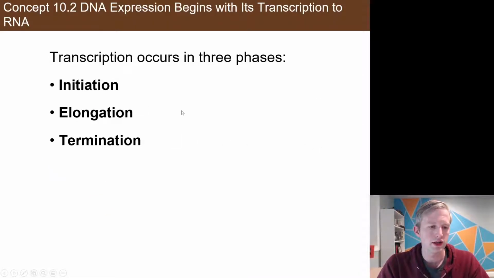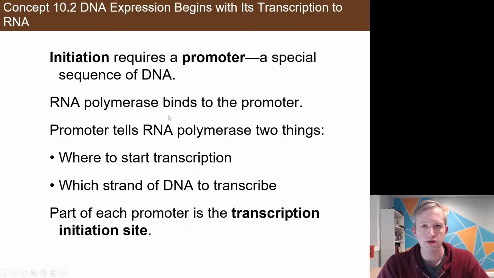So this happens in 3 steps. There's initiation, elongation, and termination. Initiation requires a promoter, and this is a special sequence in the DNA prior to the gene location that we want to transcribe, and this is where RNA polymerase is going to bind. Now, we'll talk about this down the road, but promoters can be blocked or enhanced in their ability to attract the RNA polymerase, and that's part of the control mechanism that different organisms have to control how and when different types of transcription are occurring.